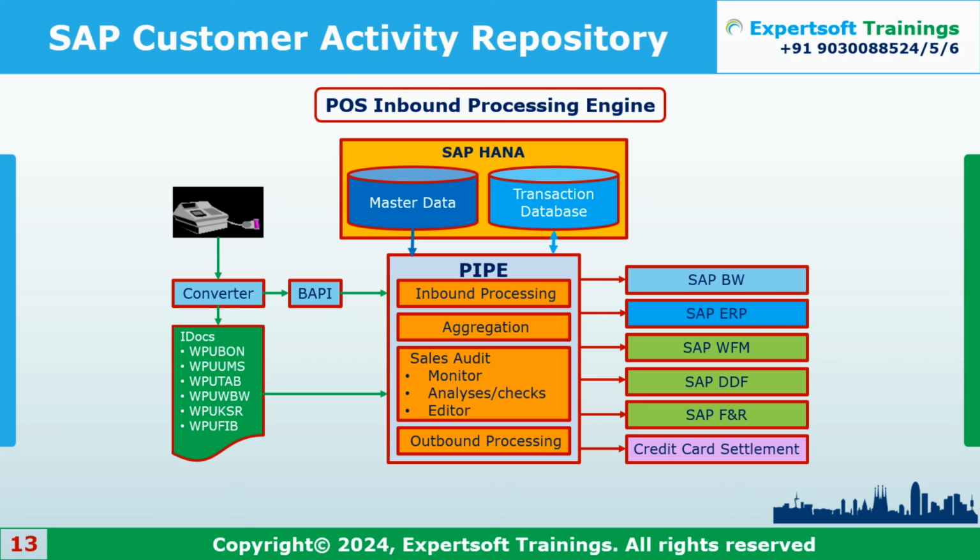But at a high level, this is how it is. They have a database for master and transactional data, a pipe for processing the data, and then you have either BAPIs and converters to change the data from the POS system and modify the data before it gets posted. Once the data is posted, you can feed it to third-party systems or other SAP systems, like BW for reporting, F&R for forecasting. So other systems for different purposes.